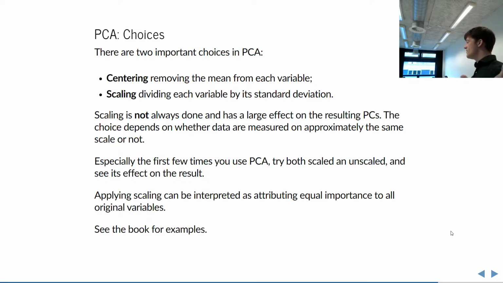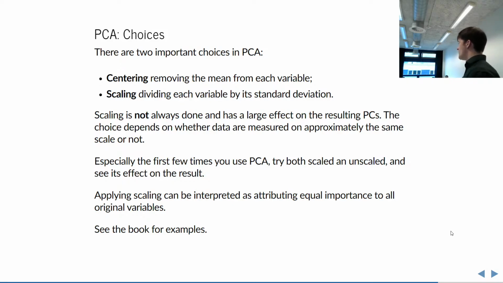If I divide everything by its standard deviation, then it's all on the same scale. So that's why we call it scaling. But let's say that I measure all of my variables in millimeters, right? They're all physical dimensions or something. Then scaling will attribute equal importance to all of them, even though one may have much larger differences than the other. So then it's unwanted.